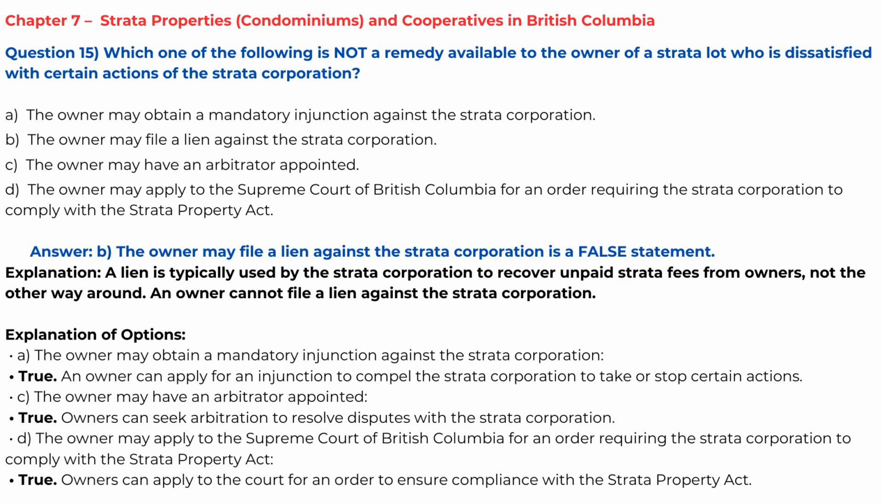Explanation of options. A. The owner may obtain a mandatory injunction against the strata corporation. True. An owner can apply for an injunction to compel the strata corporation to take or stop certain actions. C. The owner may have an arbitrator appointed. True. Owners can seek arbitration to resolve disputes with the strata corporation. D. The owner may apply to the Supreme Court of British Columbia for an order requiring the strata corporation to comply with the Strata Property Act. True. Owners can apply to the court for an order to ensure compliance with the Strata Property Act.